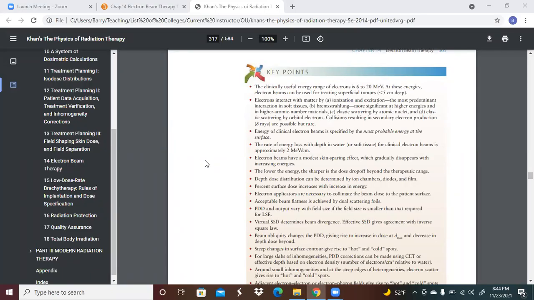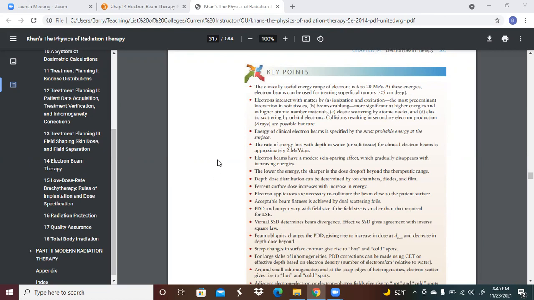Okay, this is going to be the lecture over chapter 14. We're going to be looking at electron beam therapy. Now, electrons are not really the mainstay, not the bread and butter of a lot of radiation therapy, but the ability to treat with electrons is very important because there are going to be certain cases in which that is the method you really need to get the best outcome in order to treat certain diseases.